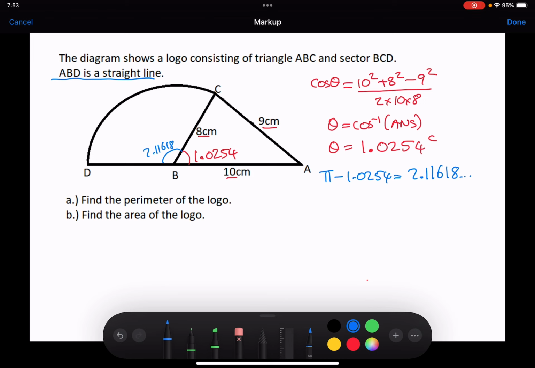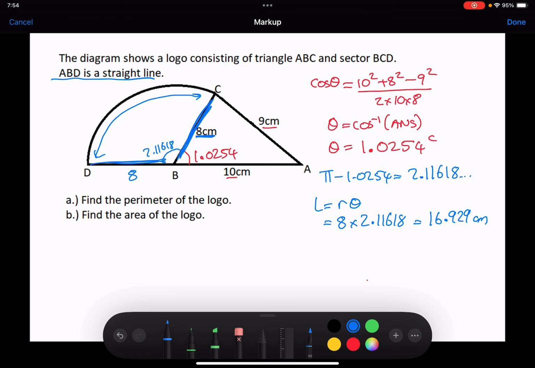Now, with that information, I can work out the arc length here. So I know that the arc length is going to be equal to the radius times the angle. The radius of that sector is 8. If this is 8 and it's a sector, then this is going to be 8 as well. So the radius 8 times the angle 2.11618. So that arc length is 16.929 centimetres.